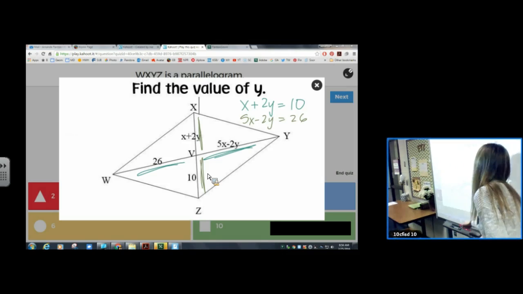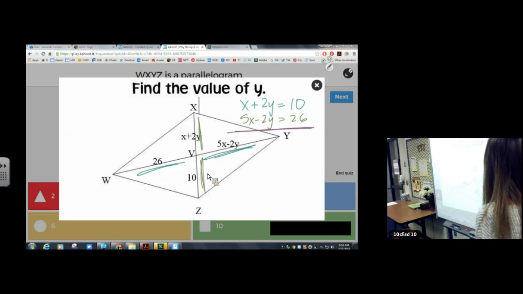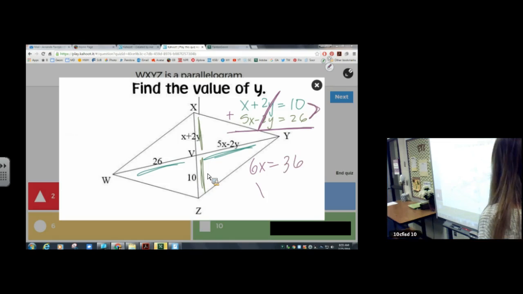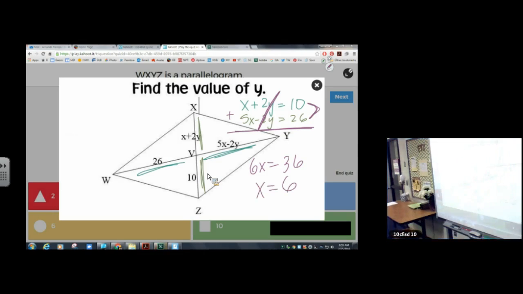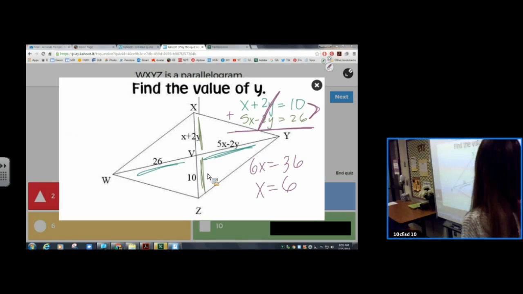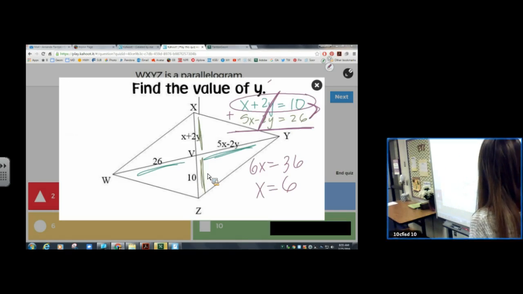Now, let's do the algebra. It's super easy. This is a system of equations, so we add them together, and look what's going to happen. The y's are going to cancel. X plus 5x is 6x. 10 plus 26 is 36. X is 6. Yep, then you had to take one more step, and you had to plug the 6 in. I would plug it in here. So 6 plus 2y equals 10. 2y equals 4. Y equals 2.